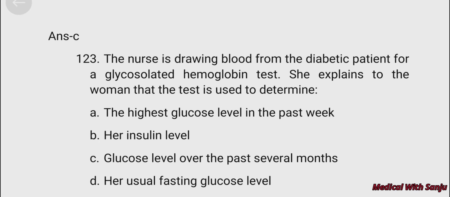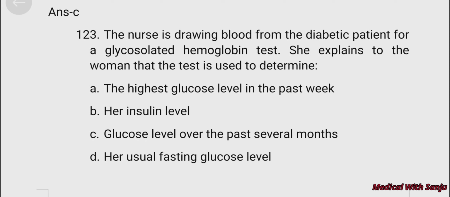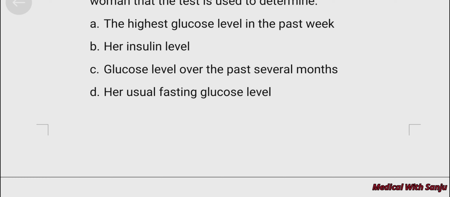Question 123. The nurse is drawing blood from a diabetic patient for a glycosylated hemoglobin test. She explains to the woman that the test is used to determine: Option A. The highest glucose level in the past week. Option B. Her insulin level. Option C. Glucose level over the past several months. And option D. Her usual fasting glucose level. Option C is the right answer. Glucose level over the past several months.